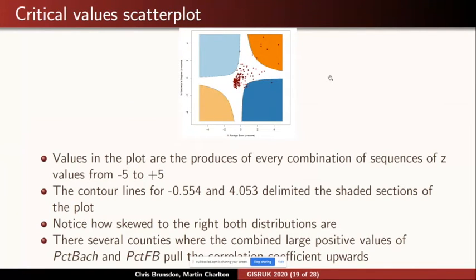The two lines delineate the shades of the plot, and we've used the same colors for the plot. So notice the right skew on the two distributions. And like I say, there are several counties where the large positive values create large Z-scores, and they pull the correlation coefficient upwards. So what we can do then is filter the plot to show only those counties where the values of xi are beyond the 95% limit. Sorry, my typesetting has gone wrong.